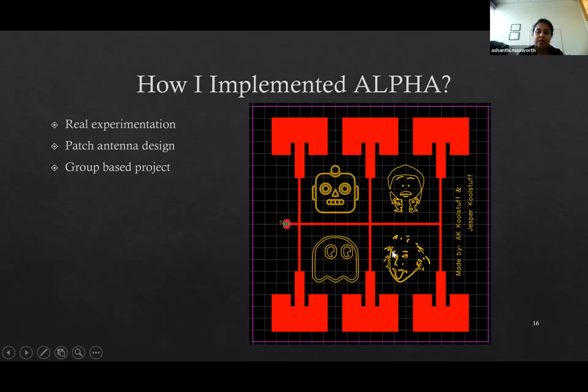And with this one, I let them go wild. I told them they could come up with their own design and send me the files, and then we'd get those manufactured. Different groups came up with different designs. This is the design made by Jesper and AK, and they actually designed these antennas. This was another real experimentation that they did in class.